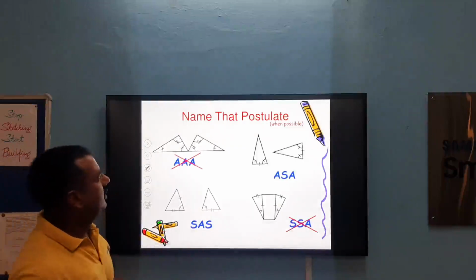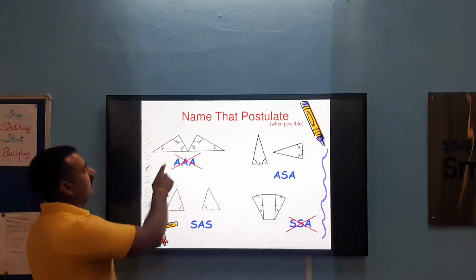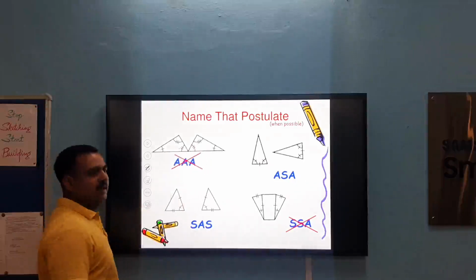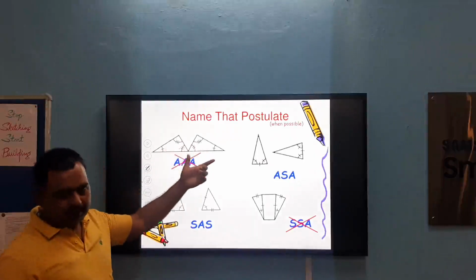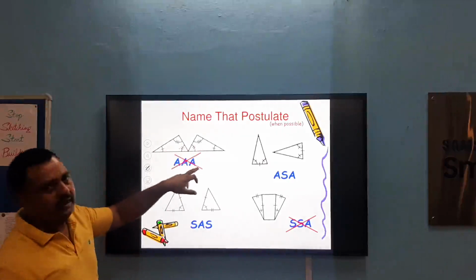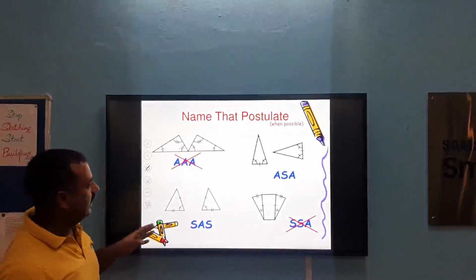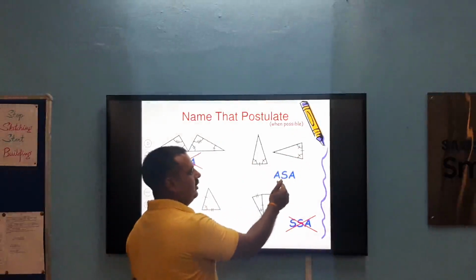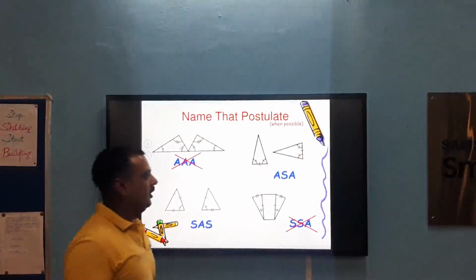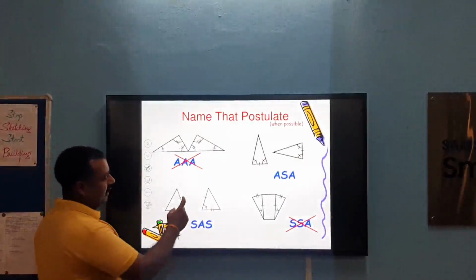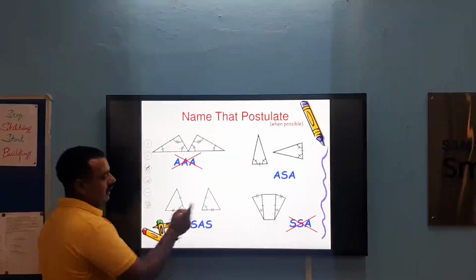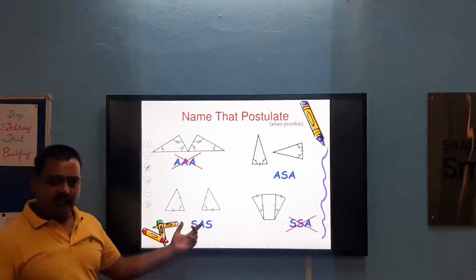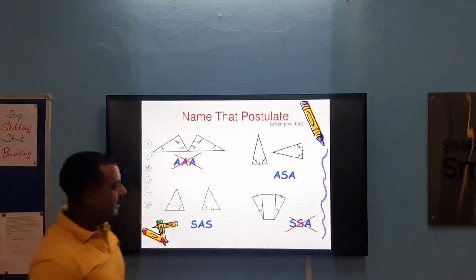Now again, we take the postulates. If it is given that three angles of two triangles are equal, then AAA is not any congruency criteria. If two angles and the included side are given, then angle side angle is a criteria to prove the triangles are congruent. If two sides and the included angle are given, then side angle side is a criteria.